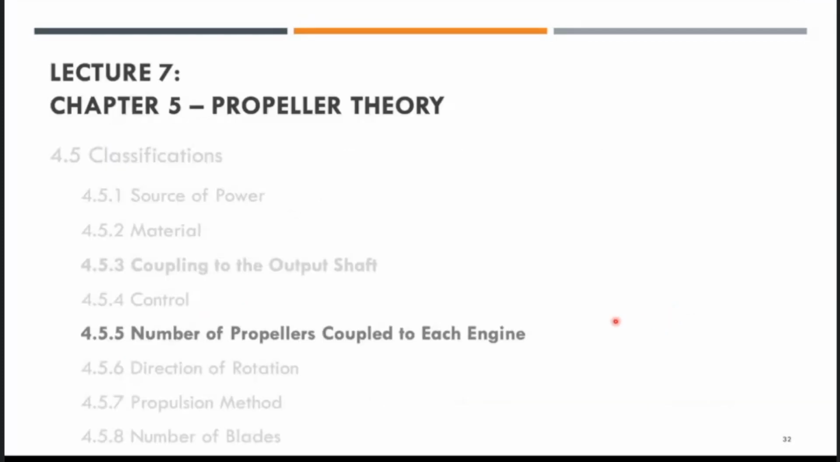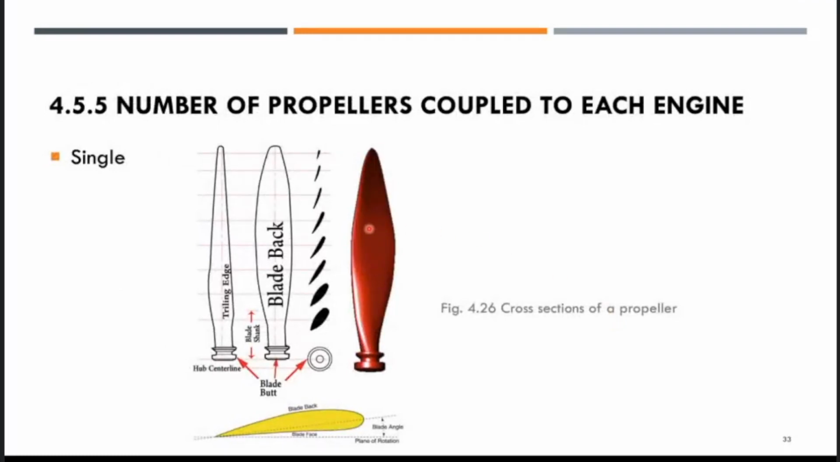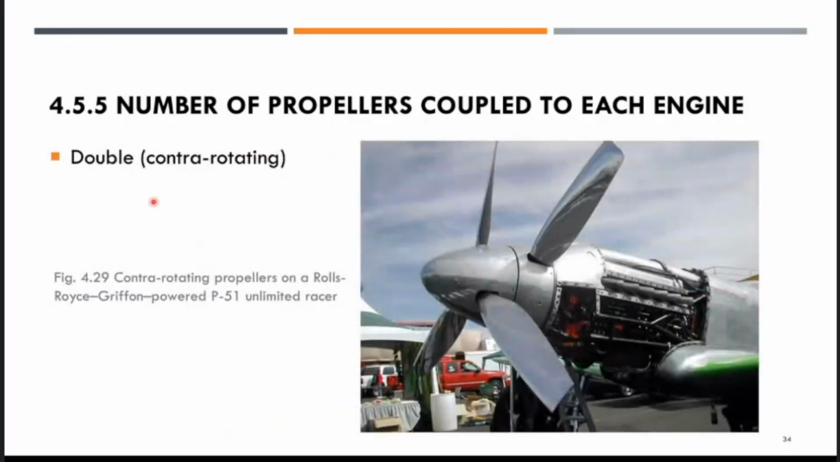Let us look into the number of propellers coupled to each engine. How many propellers can be coupled to each engine? You can either have a single propeller coupled to an engine like what we have shown earlier, or you can have a double, contra-rotating propeller. You can have a three-bladed propeller in front and another one at the back. This is the contra-rotating propellers on the Rolls-Royce Griffon powered P-51 unlimited racer.